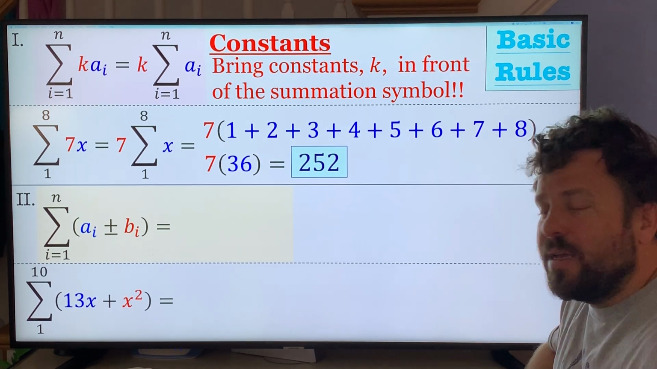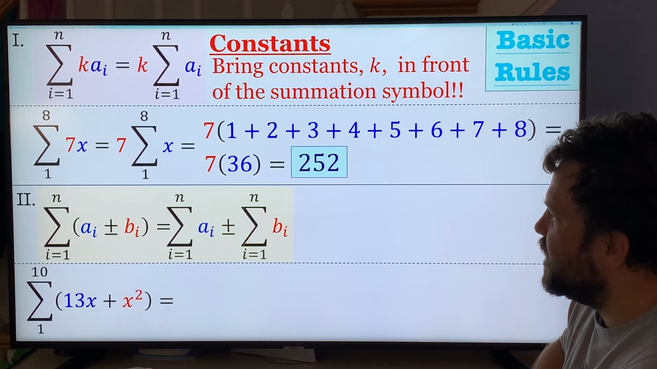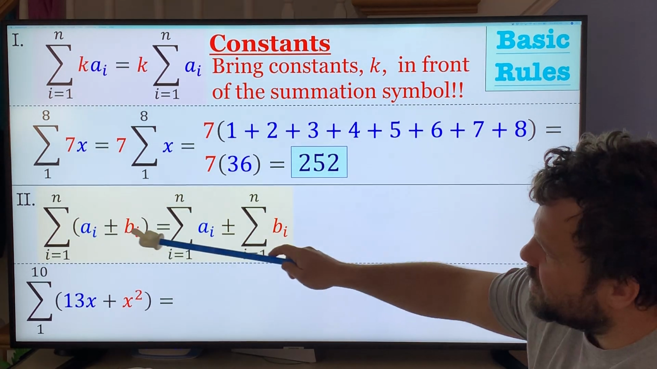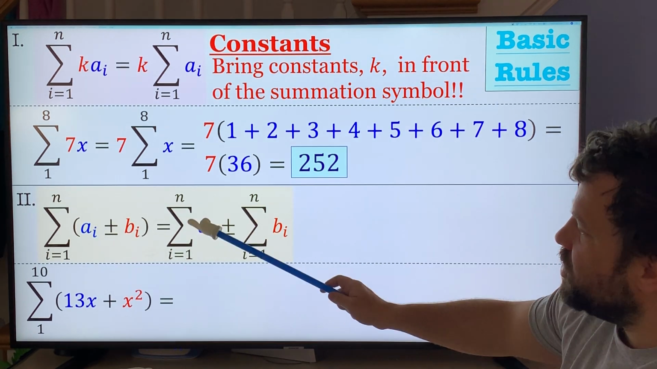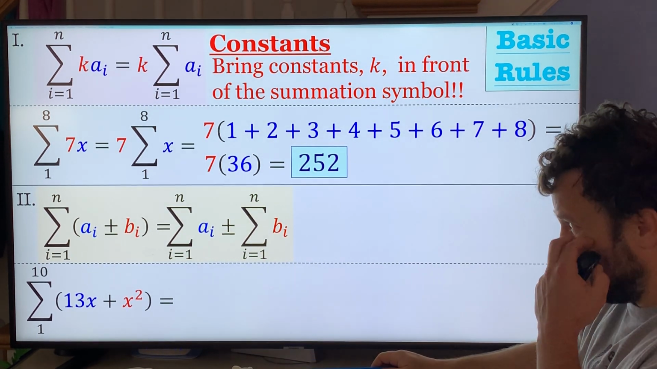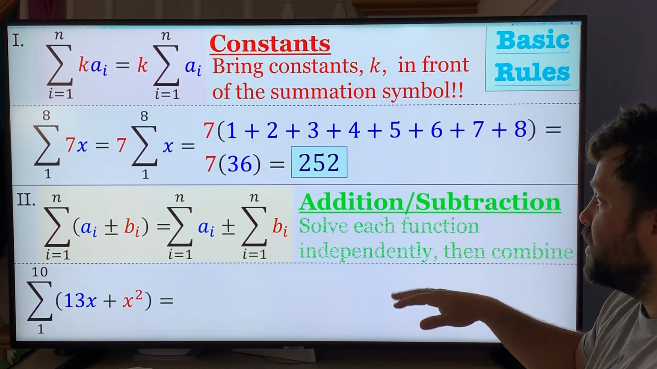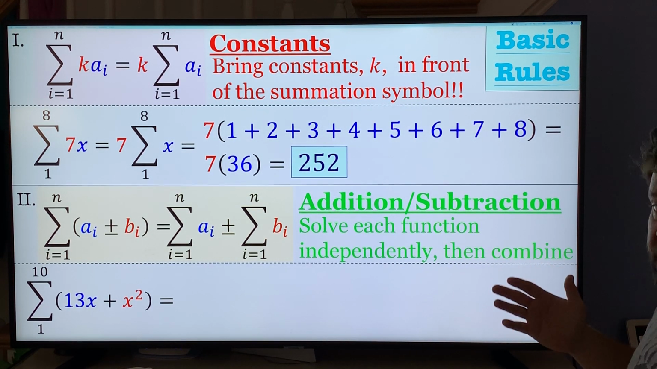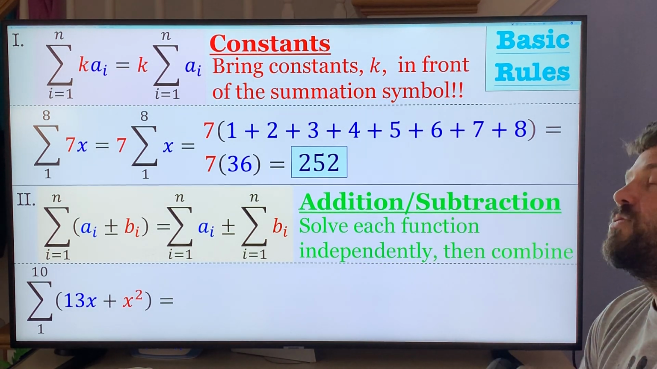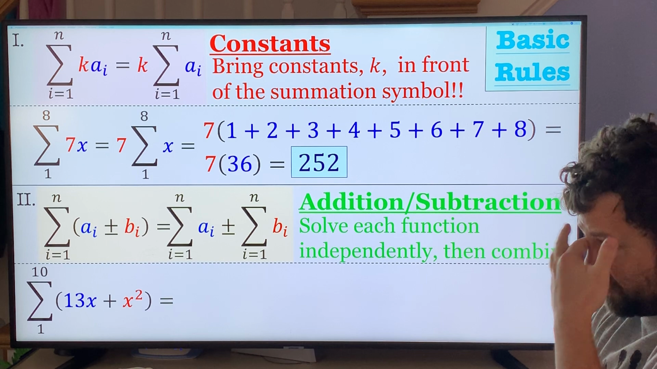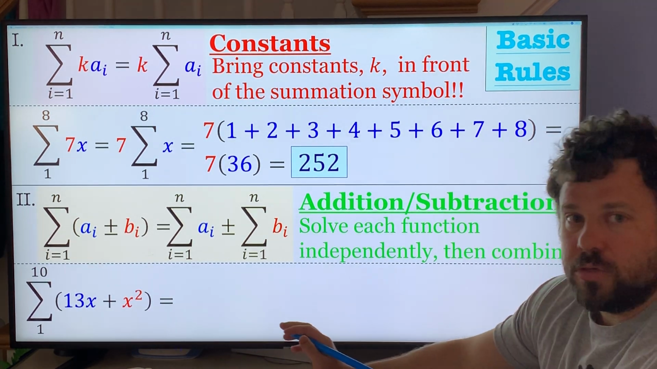Rule number 2, the addition. This one, you don't really need to use. But what we're going to do in this case is, when you have the sum of 2 different things you're adding and they both have an I, you can take the sum of each one individually. Okay? So this is your addition and subtraction rule. Pretty much what it states is you're going to solve each function independently by itself, and then you're going to combine the answer in the end. Got it? So, treat this as 2 separate problems.